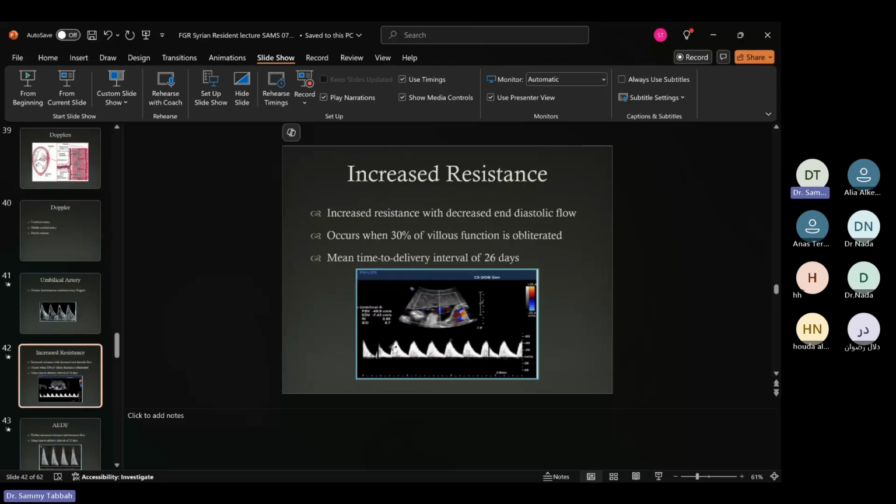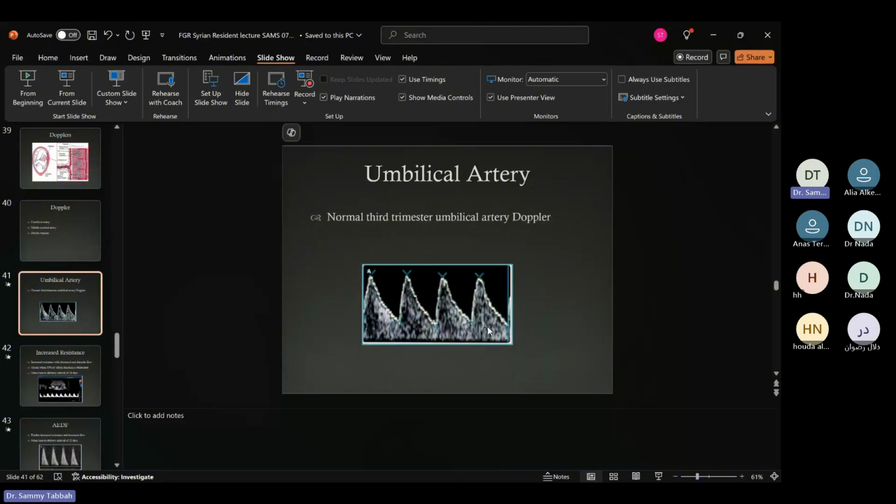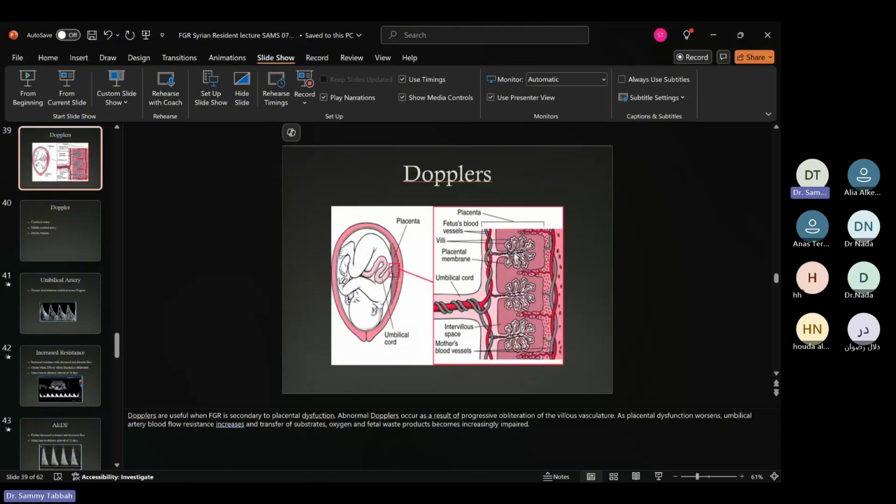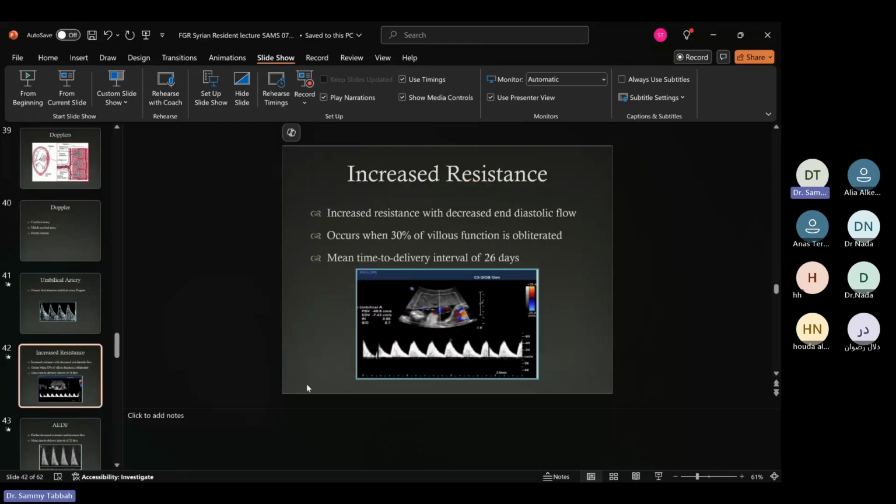Here you have decreased flow in diastole compared to here. If you see, there's a difference in what diastolic blood flow looks like here versus here. When you have lower diastolic flow, that means there's more resistance in blood flow between the fetus and the placenta. That's because these villi are becoming more diseased and are becoming blocked or clogged. So there's less ability for the fetus to send blood back to the placenta to be oxygenated and come back to the fetus. You're seeing that happening in this example here.